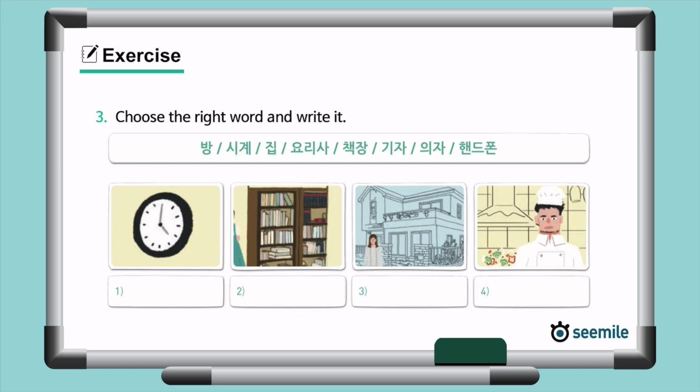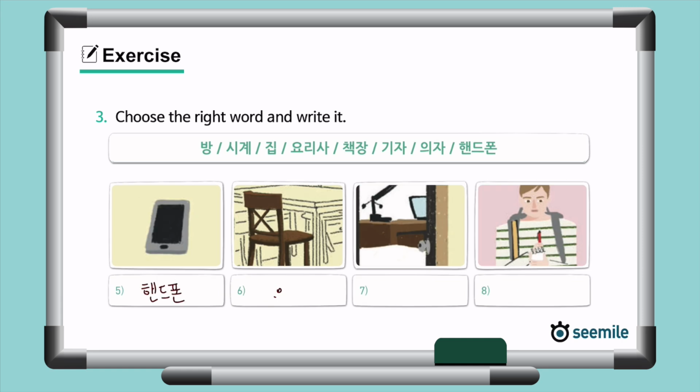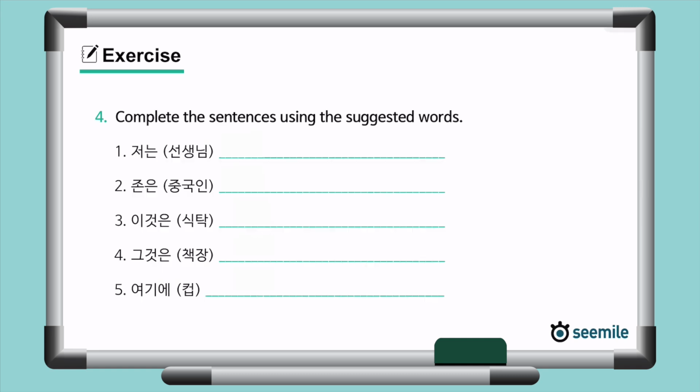Now let's review some of the vocabulary you've come across so far. Look at the picture and write down what it is. 시계, 책장, 집, 요리사, 핸드폰, 의자, 방, 기자. Now let's complete the sentences using the suggested words. 저는 선생님이에요. 조는 중국인이에요. 이것은 식탁이에요. 그것은 책장이에요. 여기에 컵이 있어요.